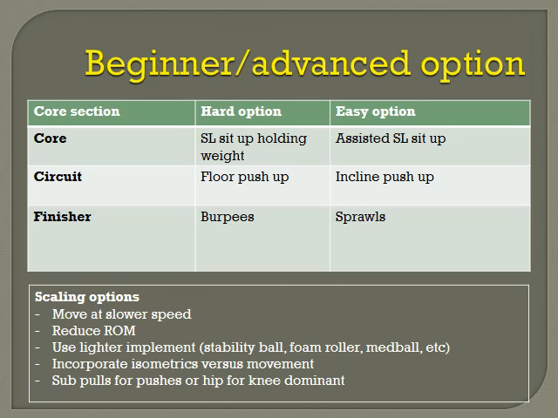Now, there are some other ways you could do that as well, because again, you'll find that people will come in with injuries. There'll be certain issues that we can't really plan for. Some ways that we can scale: if you have jumping exercises or things that move at a fast pace, one way that we can scale is to move at a slower speed. What we could also do is reduce range of motion.